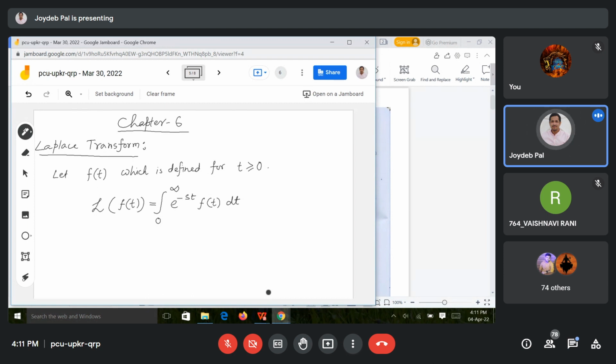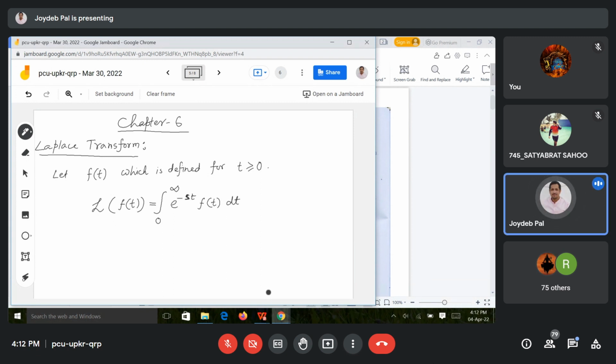Now, if you evaluate this integral, will it be a constant or something else? Something else. Here I am talking about s. I have given e to the power minus st, where s is a parameter. So if you evaluate it, it will be a function of s, is it not? Yes. So that Laplace transform can also be denoted as capital F of s, meaning it is a function of s.